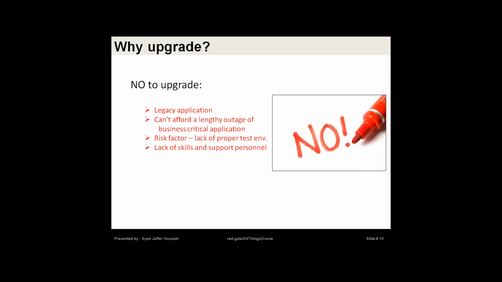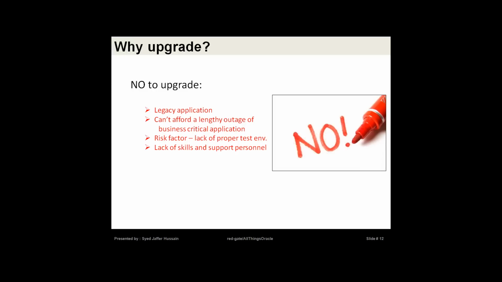Another thing: can't afford a lengthy outage of a business critical application. Just imagine you work for a bank and you incur 2 to 3 hours of downtime, and the management always thinks downtime is like a service interruption, and they say, okay, we are good with the current environment, why do we need to do upgrade? No, let's wait for some more time, or maybe we are not yet ready.